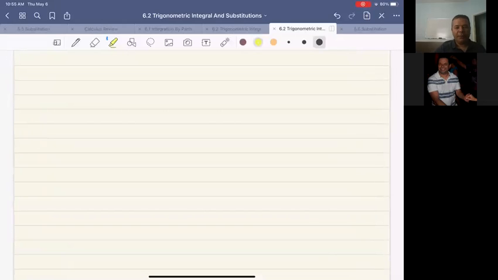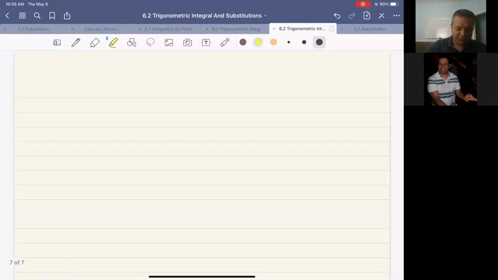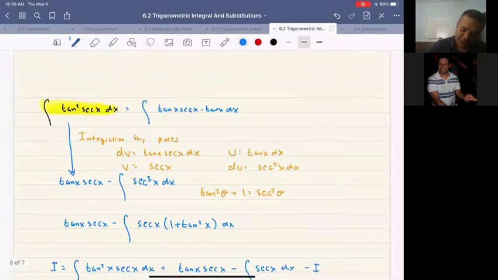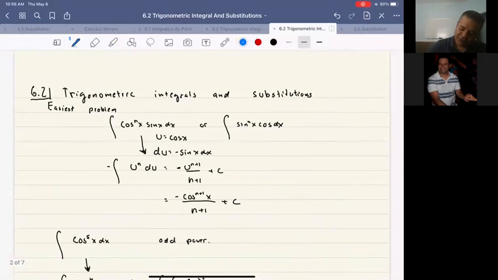All right, welcome back. So during the regular semester, normally 6.2, I like to split it up into 2 days. And what we just did was trigonometric integrals. And then the second part would be the trigonometric substitution. So let's just get right into it. Okay, trigonometric substitution. So all this was trigonometric integrals. And now we're going to do trigonometric substitutions.